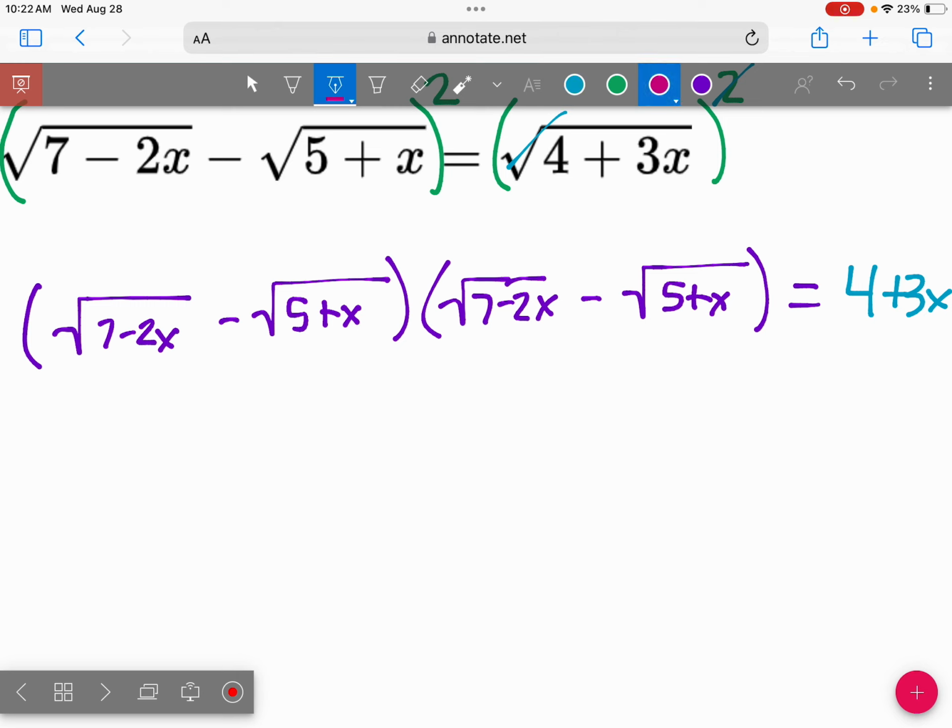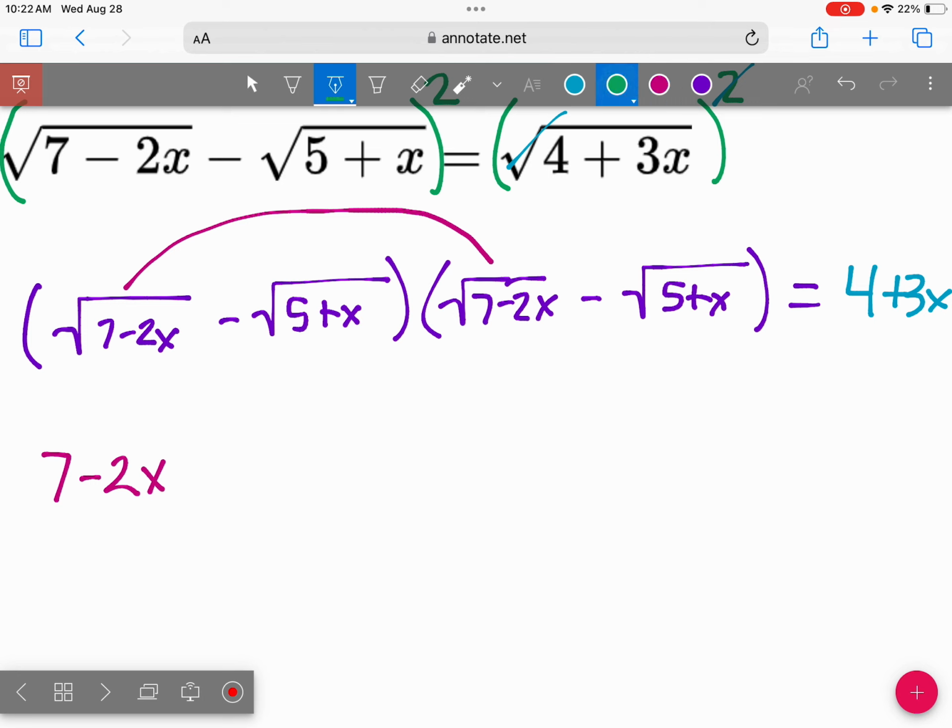All right. First term times the first term. So that's square root of 7 minus 2x times square root of 7 minus 2x. That's not bad. The radicals cancel out, so we have 7 minus 2x. That bit's okay. Think of it as x minus y quantity squared. We would have x squared minus our 2 center terms plus our b squared at the end.